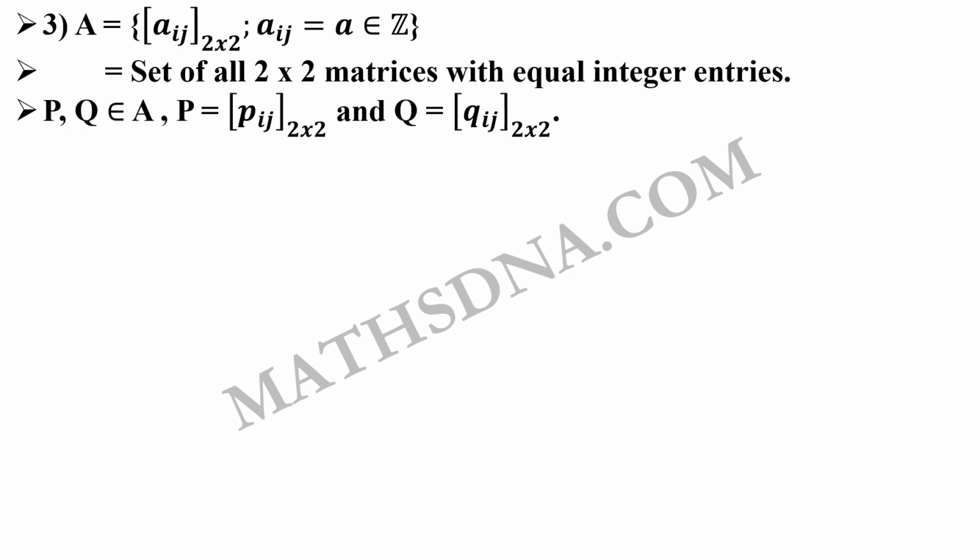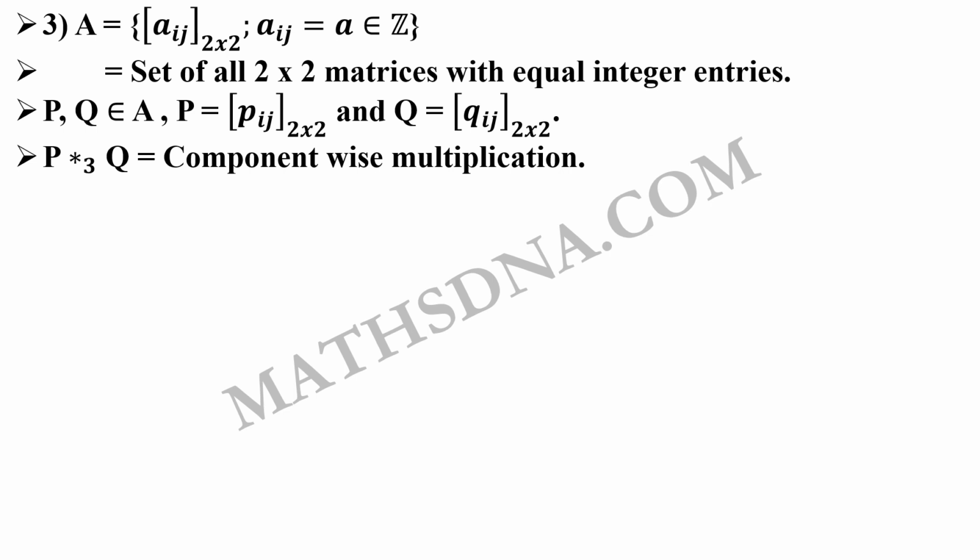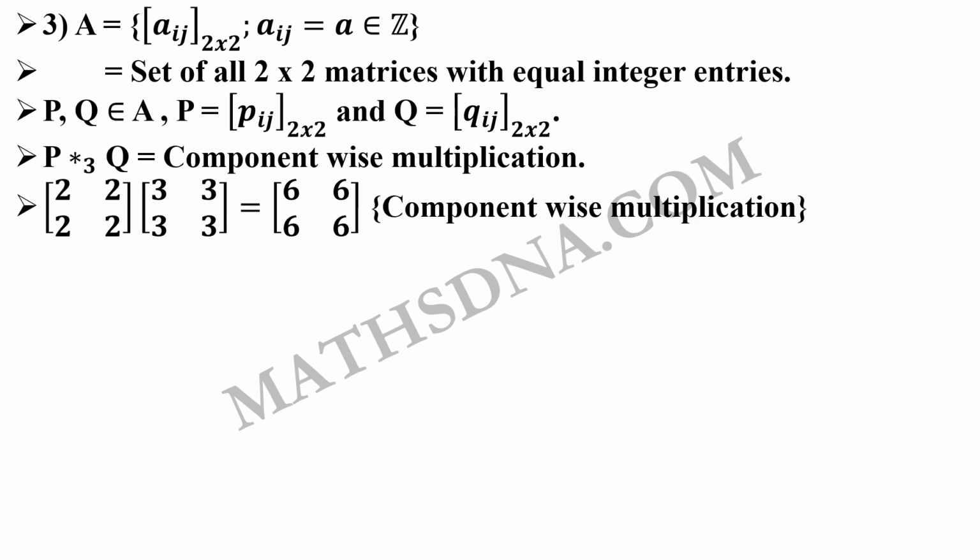P and Q are taken as again 2 elements, and P star 3 Q is defined as component wise multiplication. Again, the operation that we have defined is component wise multiplication, but our main set is changed. Now we can say that it is a subset of our major set A, because in that A we had any integer entries, but here we need to keep all the integer entries equal. Let me give you a small example of what we mean by equal entries. All the entries are 2 or 3, and the component wise multiplication will give you 6 6 6 6.